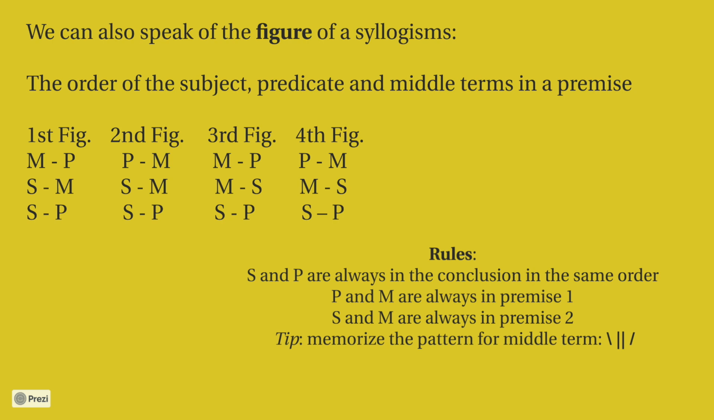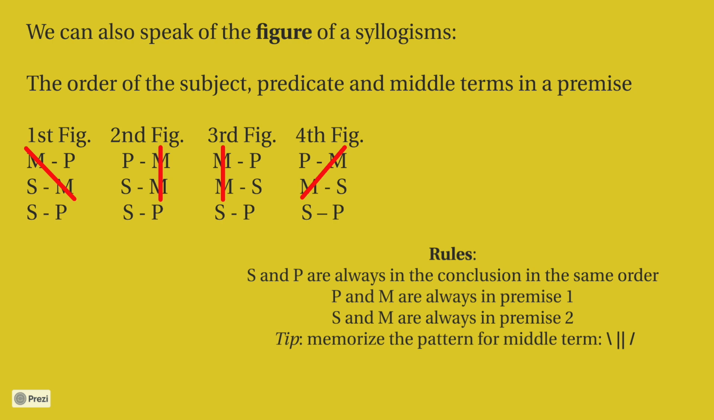Now, there's actually a pattern here that may help you to visualize in order to remember these four figures. If you were to draw a line in each of these figures, crossing both of the middle terms out, moving from the first premise to the second premise, notice that because of the arrangement of terms, the way the middle terms align, in the first figure, you would have a backslash. In the second and third figure, you would have a vertical bar. And in the fourth figure, you would end up with a forward slash. So each is different. The two in the middle have the vertical alignment. And the difference is just whether the middle term comes first or second.